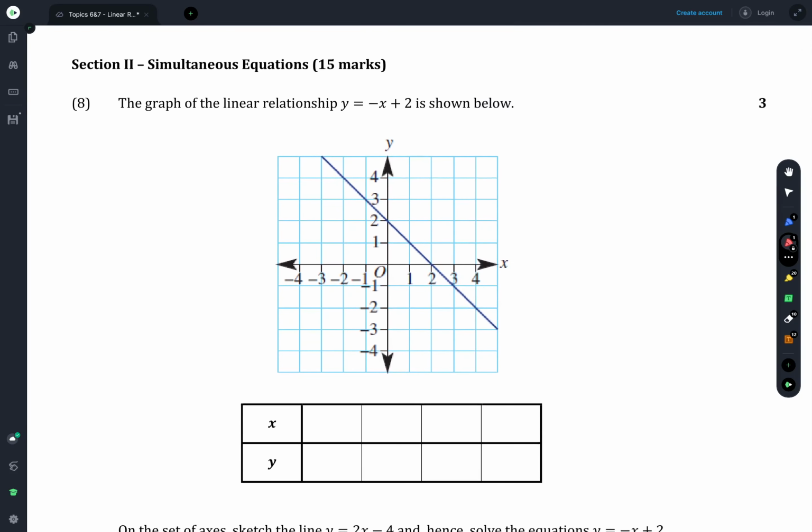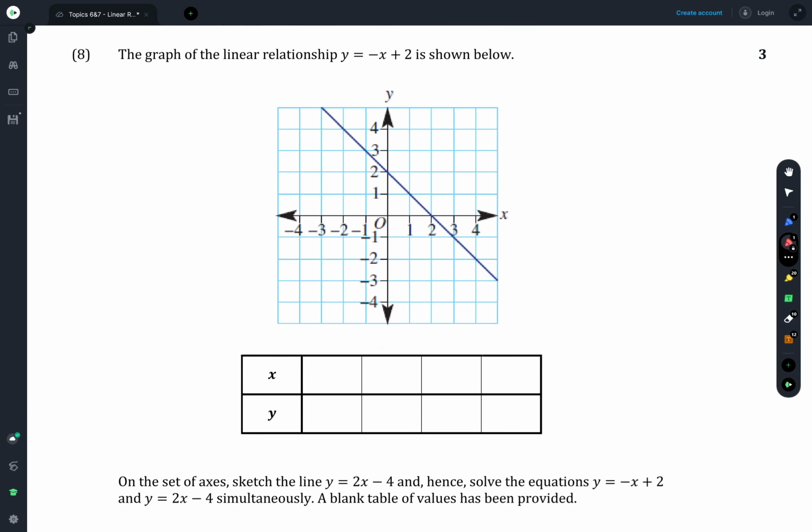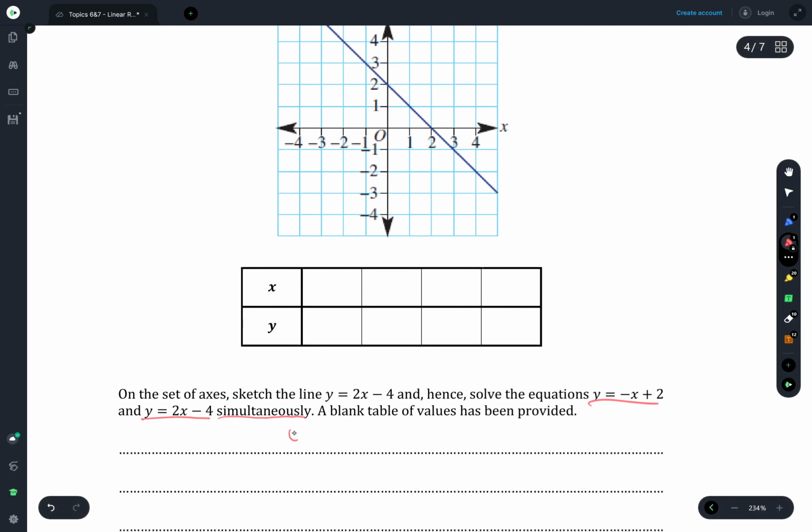And the first question starts off with really just more sketching. So the graph of the linear relationship y equals negative x plus 2 is shown. See that here. On the set of axes, sketch the line y equals 2x minus 4 and hence solve the equations this and this simultaneously. Simultaneously, in this case, if we sketch the two lines, the solution is going to be the point of intersection.